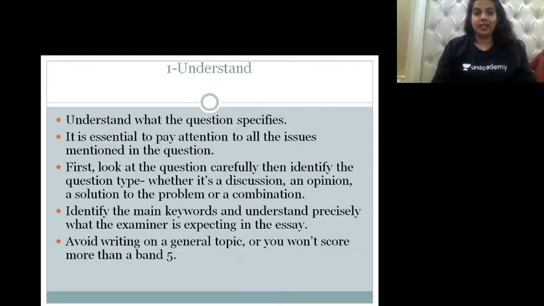Okay, so understand what the question specifies. It is essential to pay attention to all the issues mentioned in the question. First, look at the question carefully, then identify the question type, whether it's a discussion, an opinion, which means a viewpoint, is it a solution to the problem, or is it a combination?